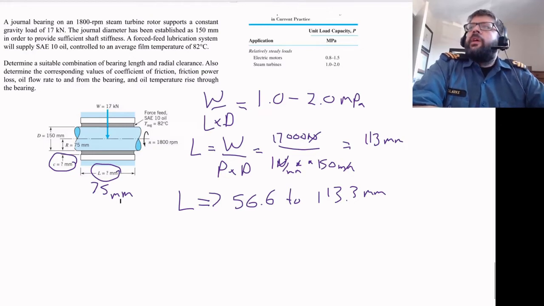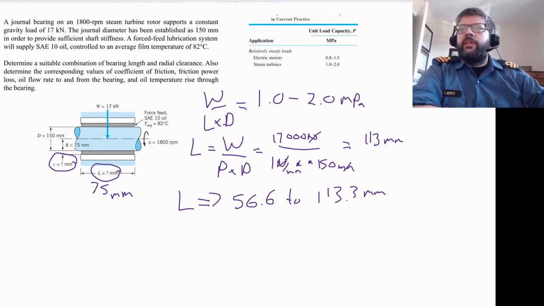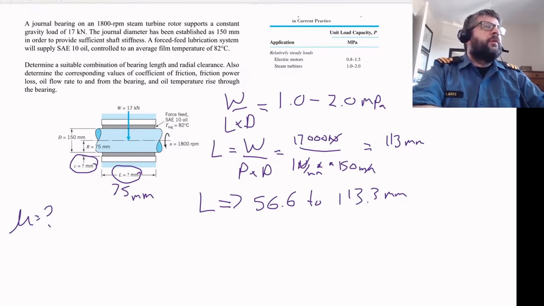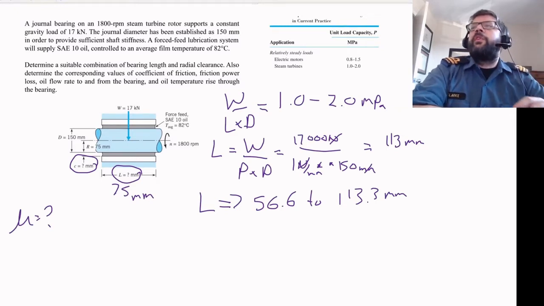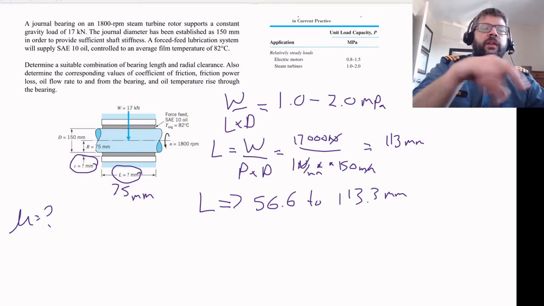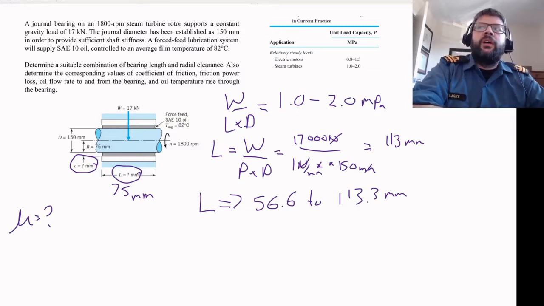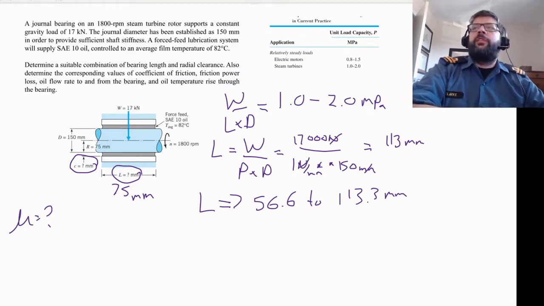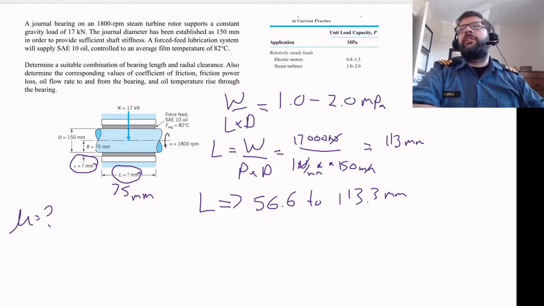The next thing that we should try to figure out is what our viscosity is. We don't know what our viscosity is, but we do know what our average film temperature is because it's being controlled. Basically, they're cooling the lubricant when they're recirculating it. It is being cooled enough that we're targeting an average film temperature of 82 degrees Celsius.